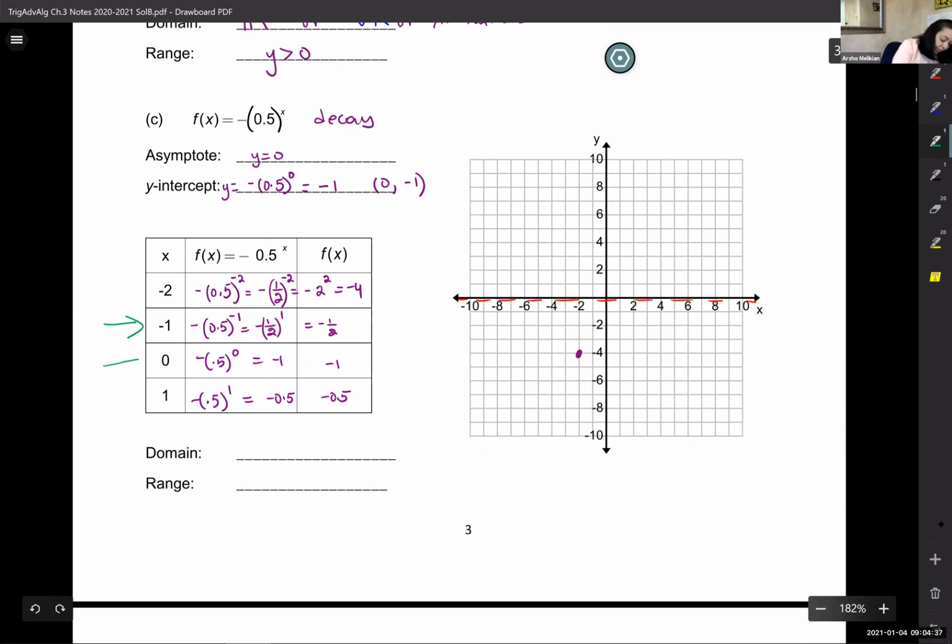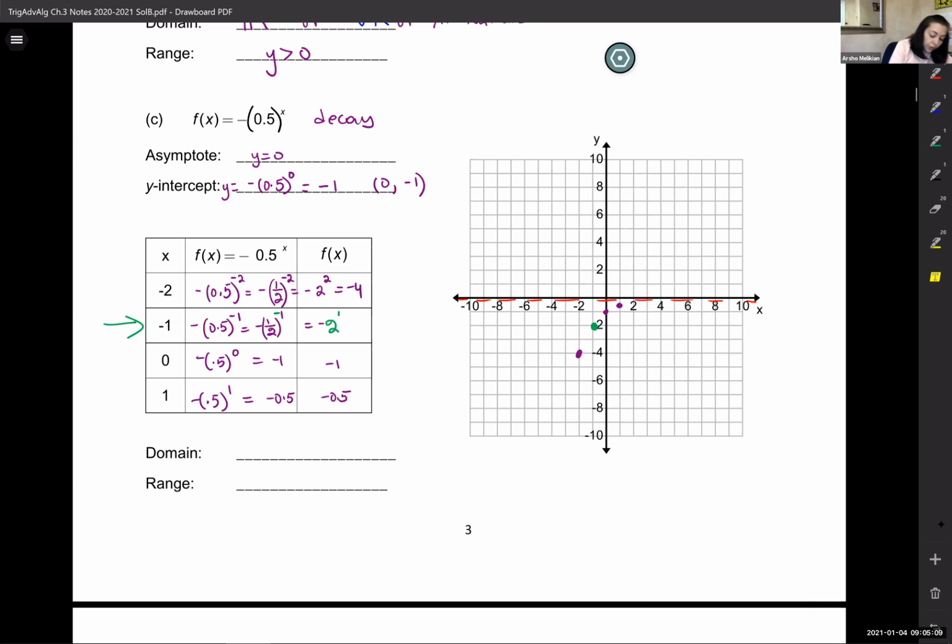I'm sorry. I was trying to answer the chat and do this at the same time. So where's my mistake here? What did I do wrong? This is -1/2 to the -1, right? So it would be -2 to the 1. Sorry, guys. It's -2. At x equals 0, we're at -1, and then -0.5.